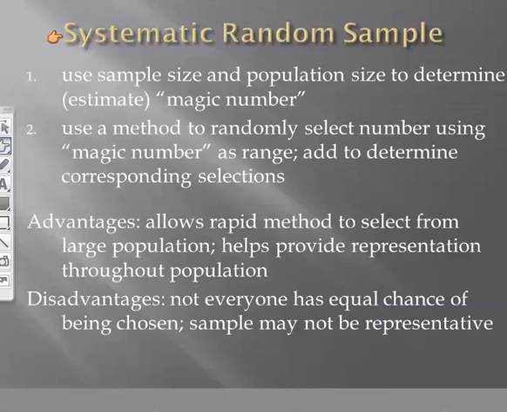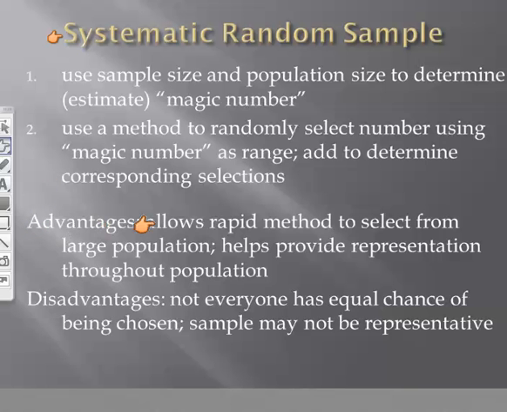Now, this last one is a systematic random sample. You use a sample size and a population size to determine or estimate a magic number, and you use a method to randomly select a number using the magic number as a range. Add to determine corresponding selections.